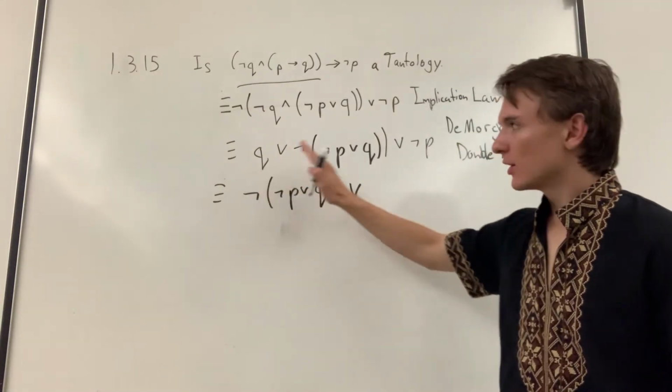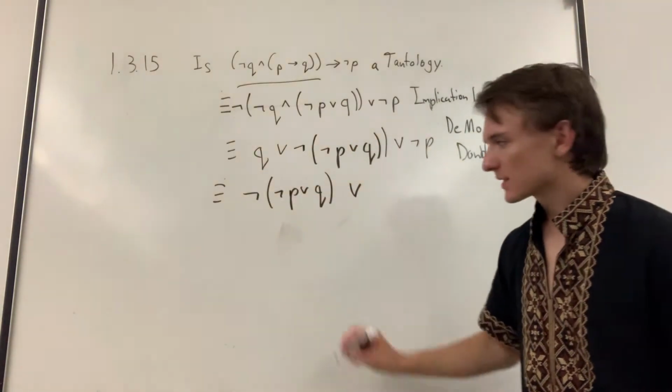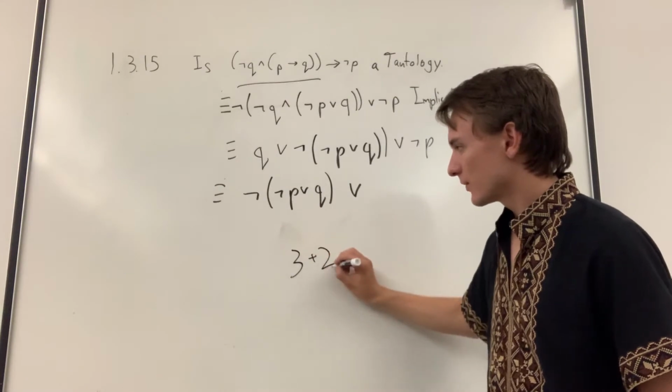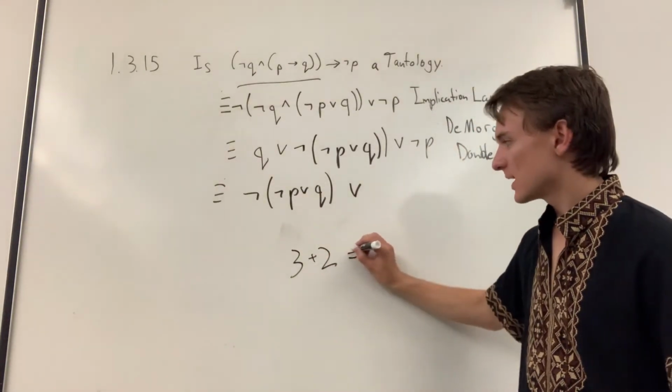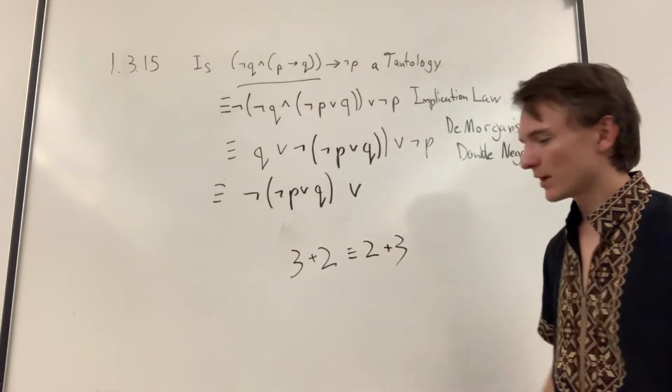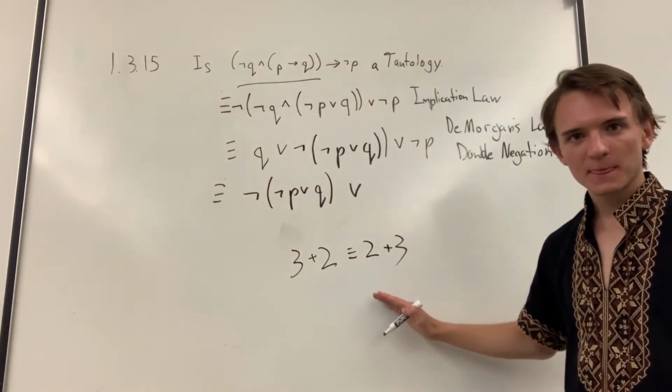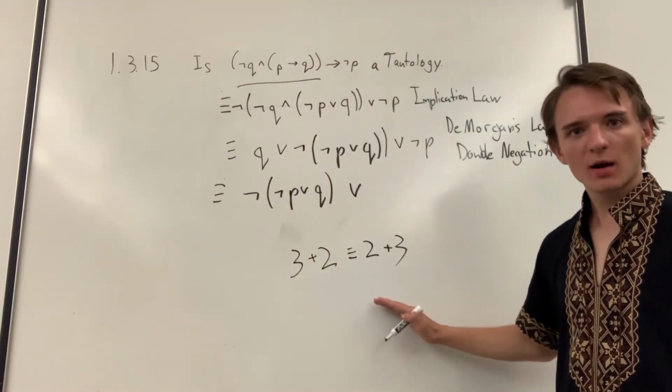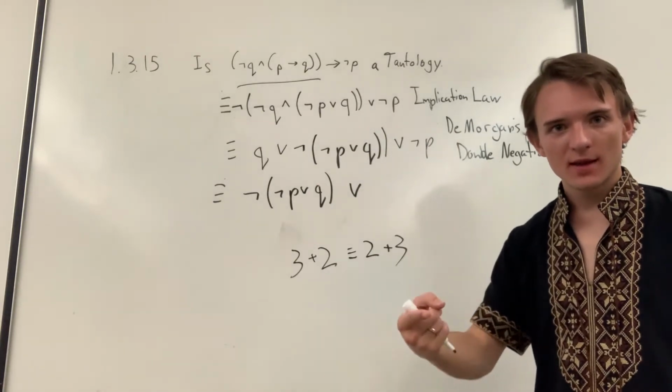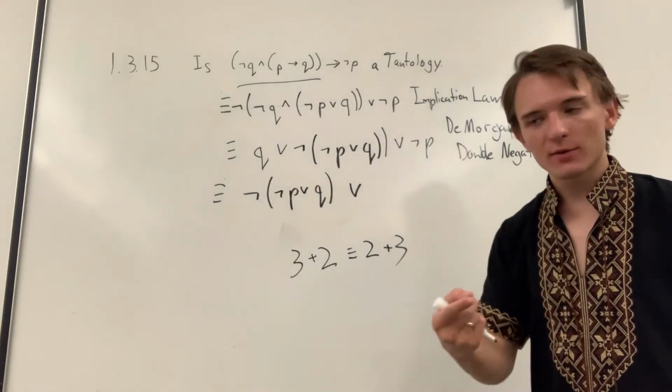Moving the Q to the right works a lot like this. If we have 3 plus 2, isn't that the same thing as saying 2 plus 3? It's the same thing. We use the commutative law to commute our symbols, to move them around.